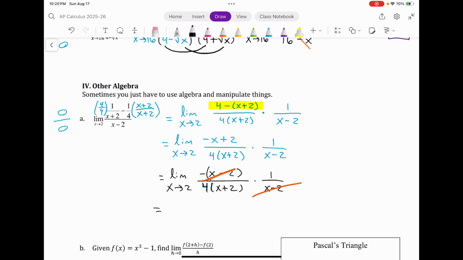So we'll have negative 1 over 4 times 2 plus 2. So 2 plus 2 is 4. 4 times 4 is 16. So the limit is negative 1 over 16.